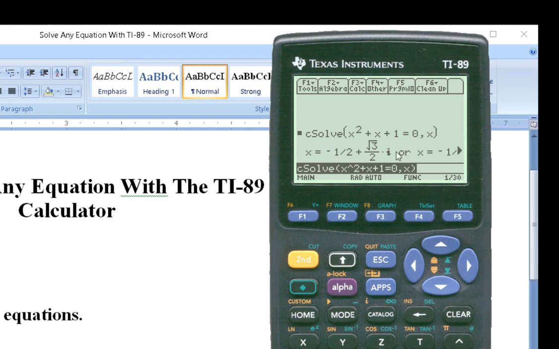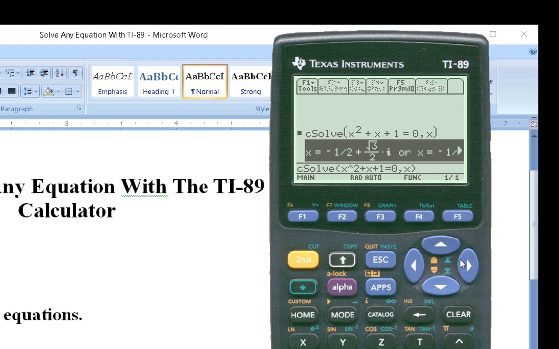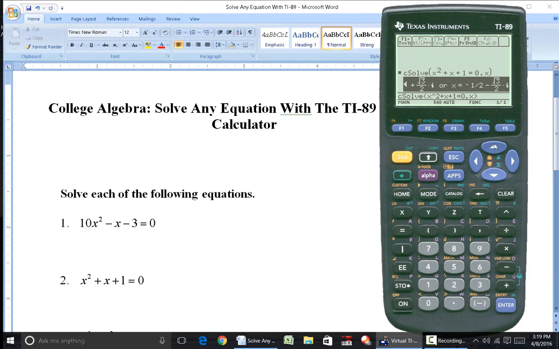So one solution is -1/2 plus radical 3 I, this I is in the numerator, over 2. And the other one is -1/2 minus radical 3 over 2 times the I. Okay, those are your imaginary solutions, or complex solutions. Clear. And this was a second degree equation again, so you would expect at most 2 solutions.